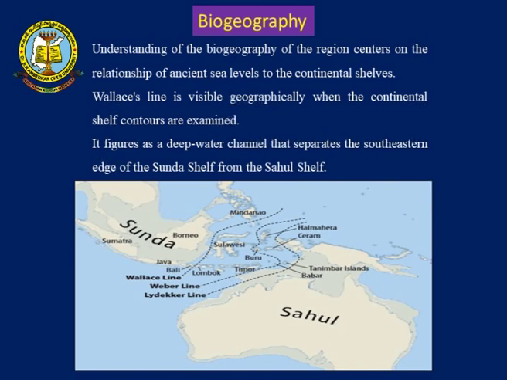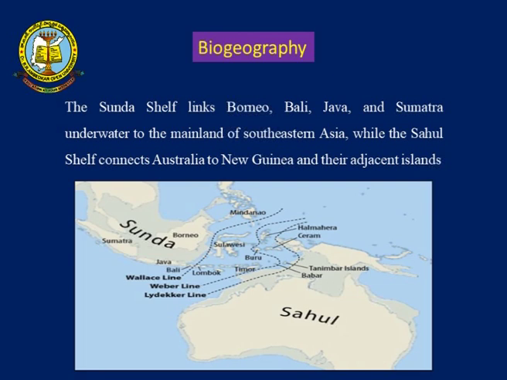Now, the biogeography of the region centers on the relationship of ancient sea level to the continental shelf. The Wallace line is visible geographically when the continental shelf contours are examined. So, if you can see the contours of them, it figures as a deep water channel that separates the southeastern edge of the Sunda shelf from the Sahul shelf. The Sahul is the Australian shelf. The Sunda shelf links Borneo, Bali, Java and Sumatra underwater to the mainland of Southeast Asia, while the Sahul shelf connects Australia to New Guinea and their adjacent islands.